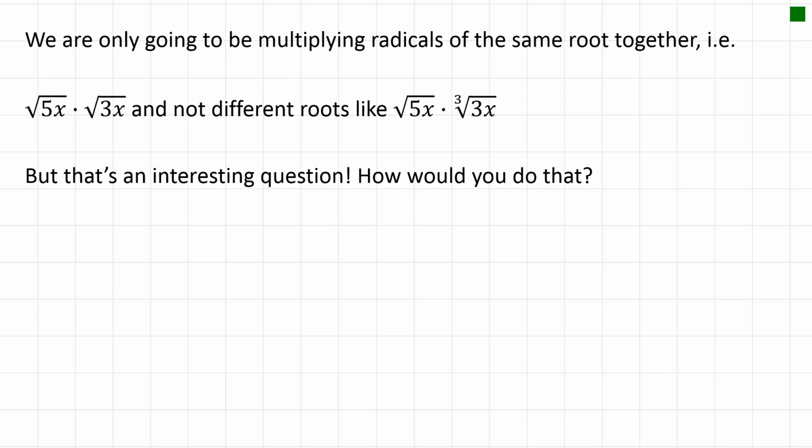One last note that I would like to make is that we're only going to be multiplying radicals of the same root together. And we're not going to multiply different roots. So for example, we're going to do ones like this, where we have a square root times a square root, but we're not going to do problems like the second one where we have a square root and a cubed root. Now, that doesn't mean that it can't be done.